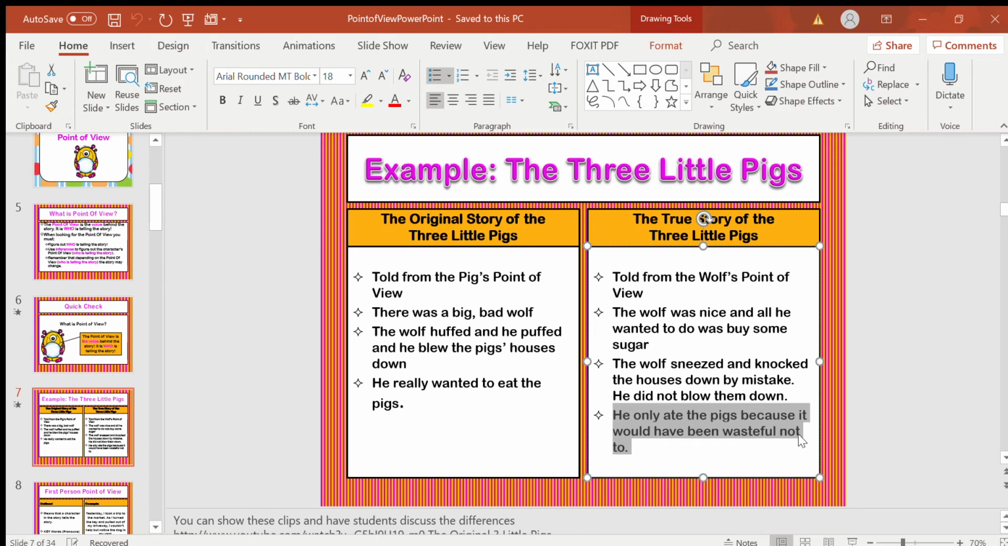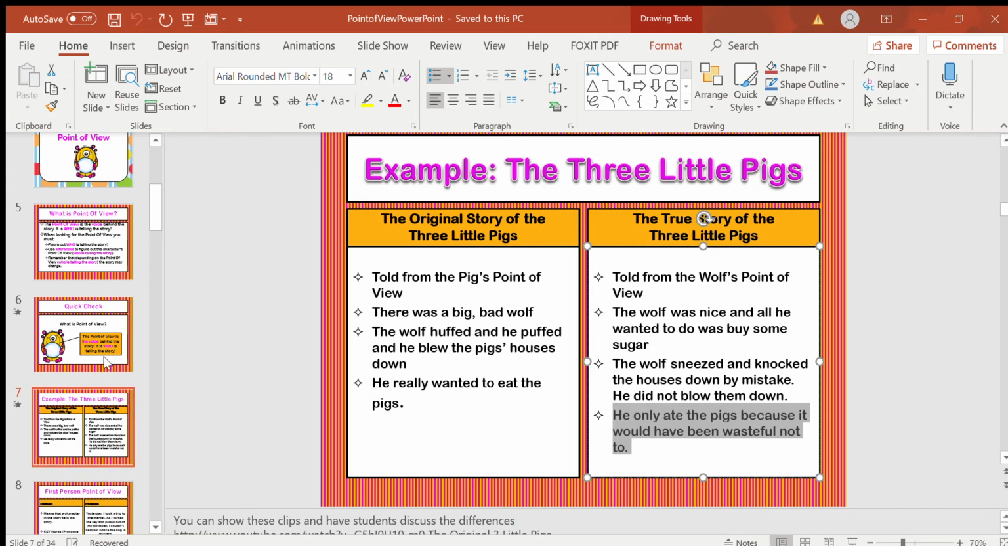Remember, the house blew down and then the pigs probably died in the house. I know, kind of morbid. But then the wolf was like, can't just leave him here. It's a good meal. I guess I'll eat him. So that was from his point of view. Two different points of view, two different ends to the story.